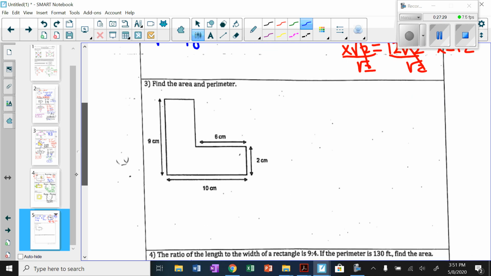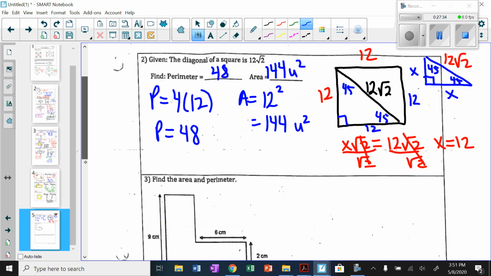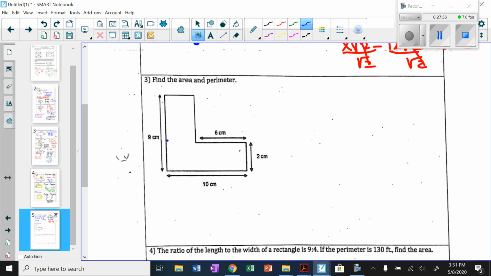All right, it says find the area and the perimeter. So to do this, I'm going to do my divide and conquer again. So I'm going to find the area of the two rectangles and then add them together. So the area of the bottom rectangle is 10 times 2, which is 20. Now, if the right side is 2, the left side is also 2, which means the height of the top rectangle is 9 minus 2, which is 7.